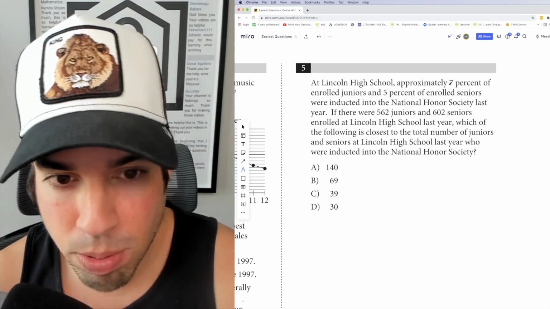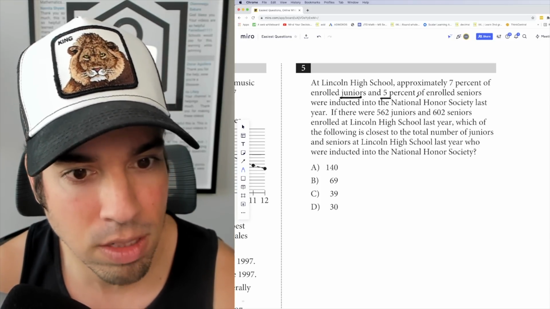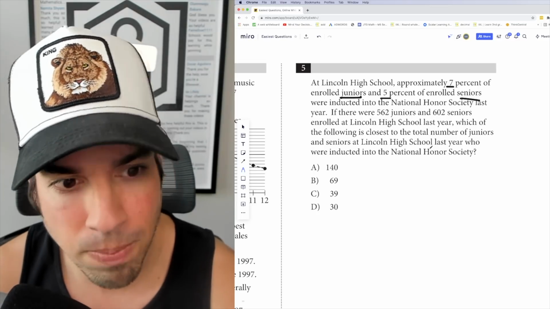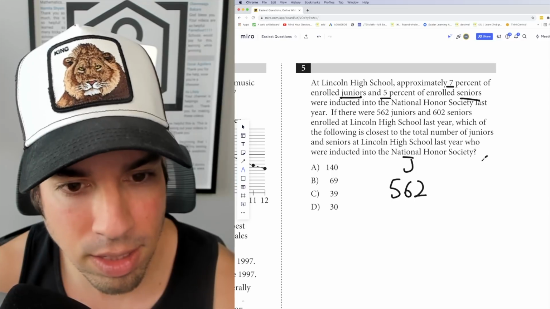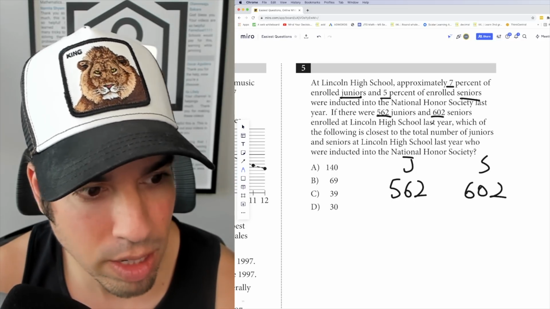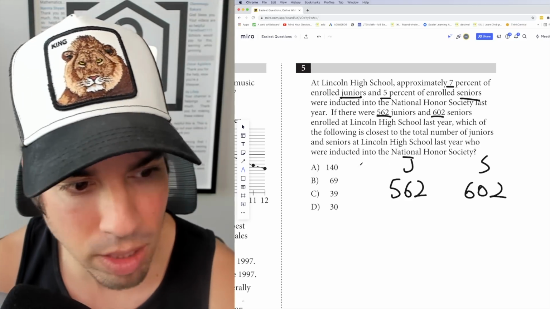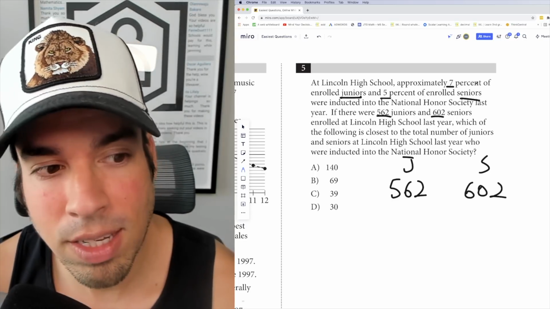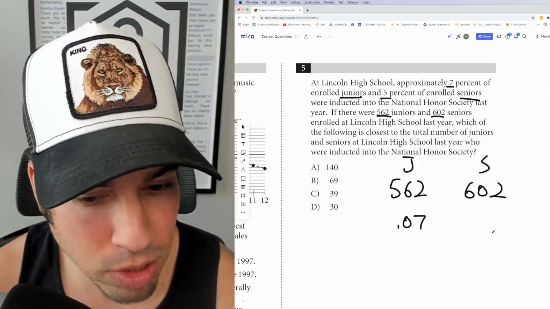At Lincoln High School, approximately 7% of enrolled juniors and 5% of enrolled seniors were inducted into the National Honor Society last year. If there were 562 juniors and 602 seniors enrolled at Lincoln High School last year, which of the following is closest to the total number of juniors and seniors at Lincoln High School last year who were inducted into the National Honor Society? So they said 7% of the juniors and 5% of the seniors.